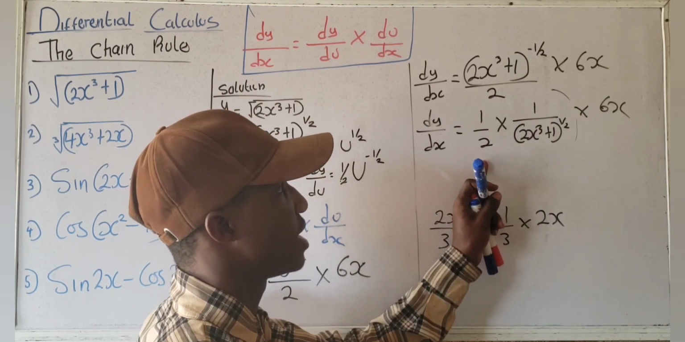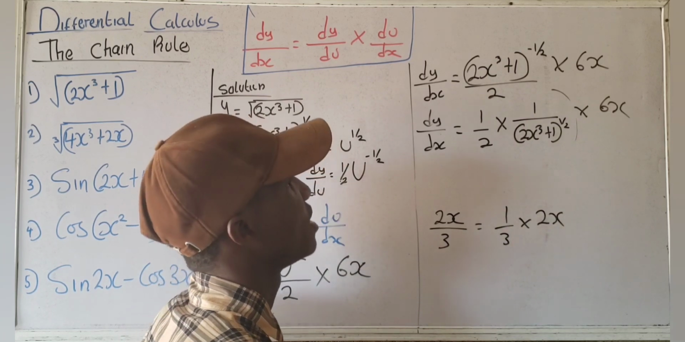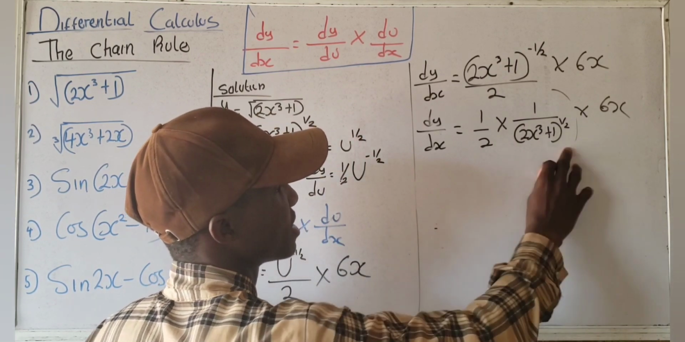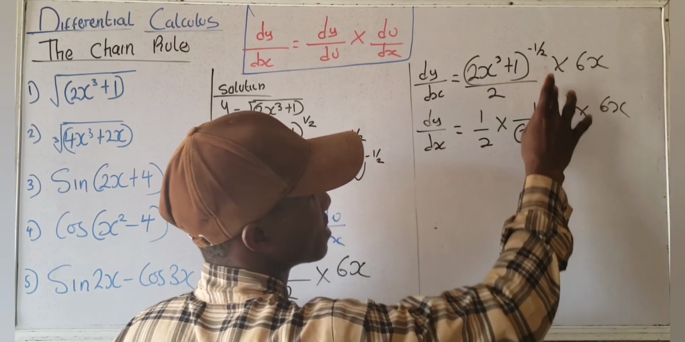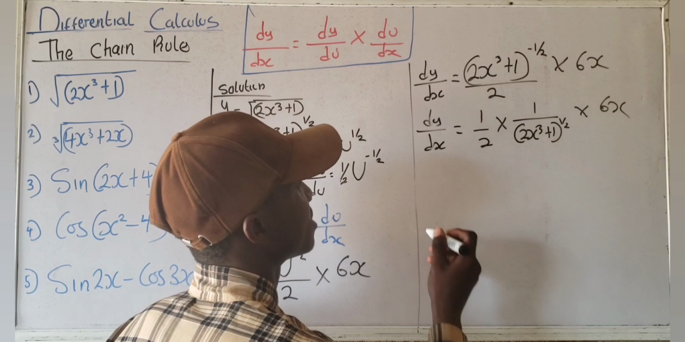This is it. Okay? And I knew that with respect to the law of indices that I showed you earlier, 2x raised to the power of 3 plus 1 raised to the power of negative half can be written as this, because of the negative sign. Now, this 6x is this. Having done this, you can simplify.